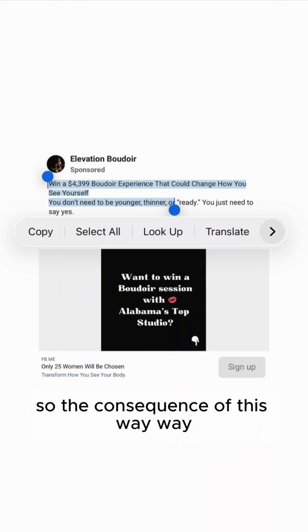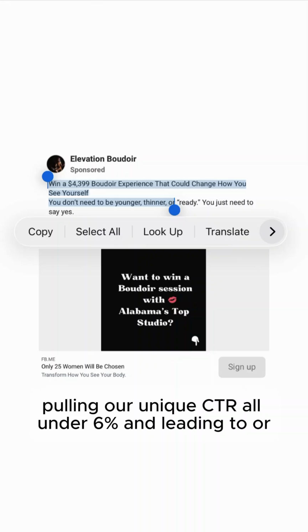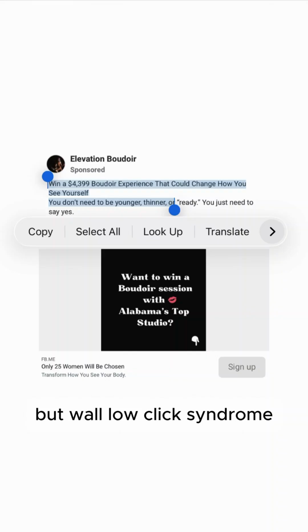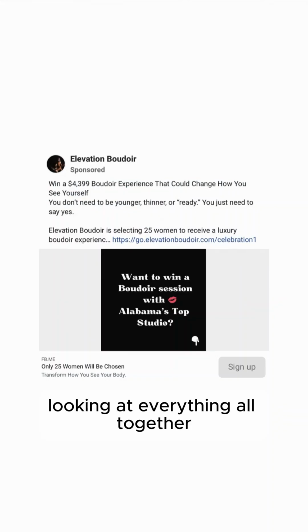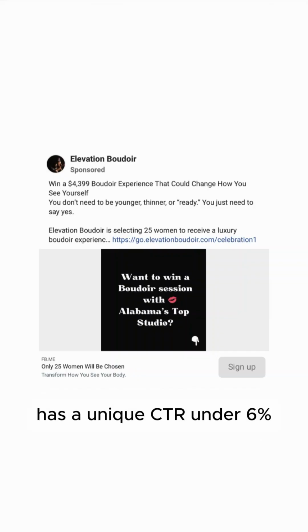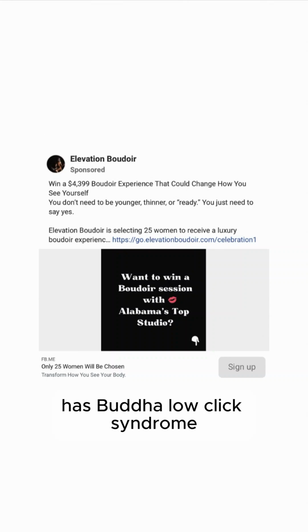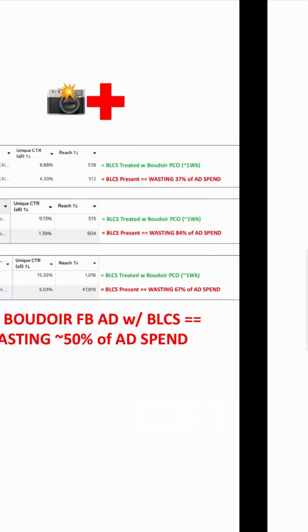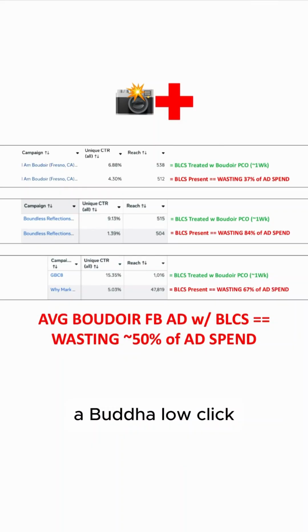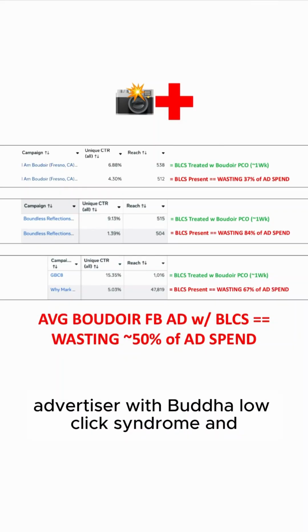So the consequence of this, way more women are going to be scrolling by our Boudoir Facebook ad than necessary, pulling our unique CTR all under 6%, and leading to a higher probability of BLCS, Boudoir low click syndrome. Now, looking at everything all together, do I believe this Boudoir Facebook ad has BLCS, has a unique CTR under 6%, has Boudoir low click syndrome? Yes, I do.